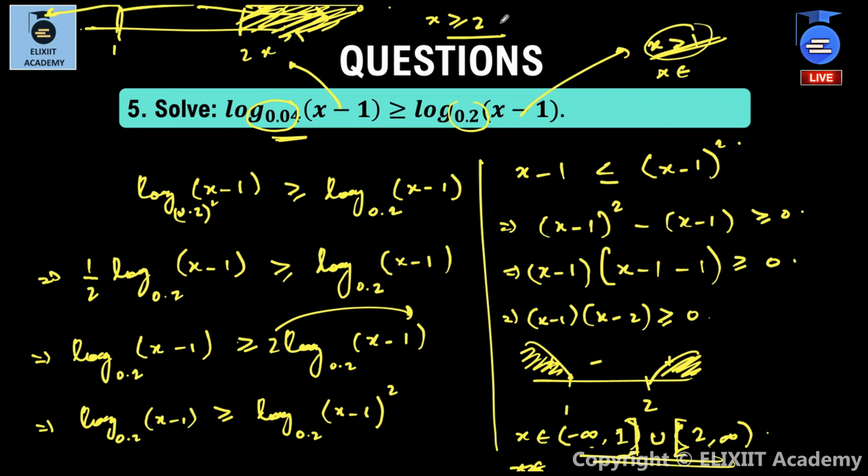Is this clear? Question is clear? How have we solved it? X is greater than or equals to 2. The concept remains the same. You solve this, then take the intersection with the domain of whatever is given. After reducing, you're supposed to solve this with respect to the domain of the function. Okay, clear?